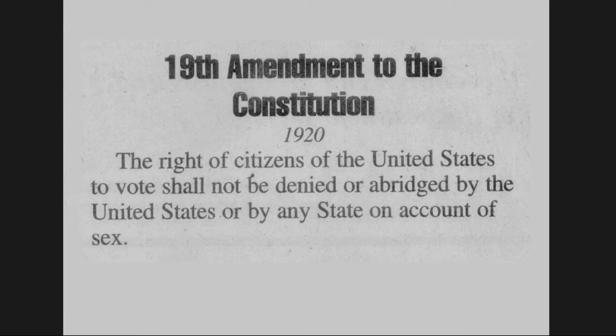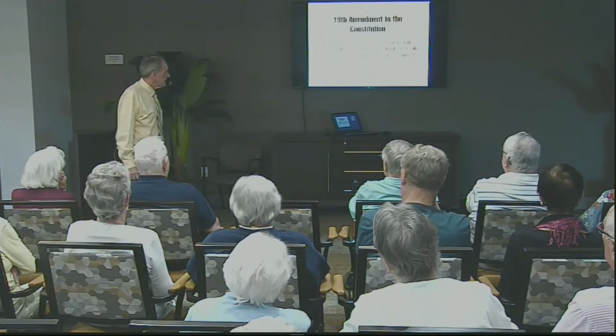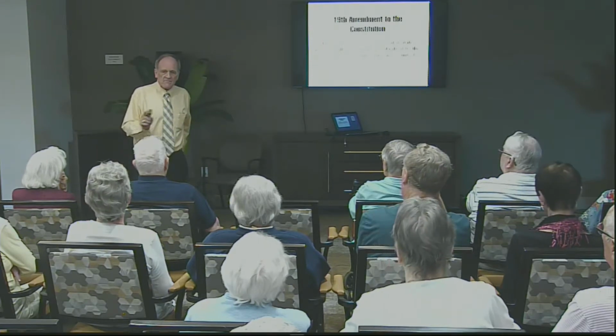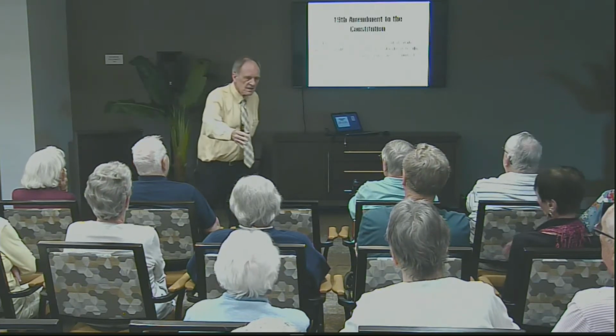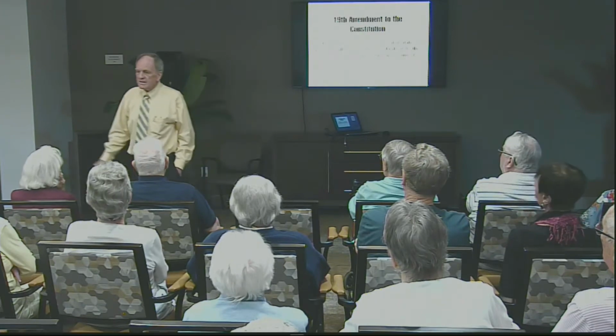I'm grateful for the opportunity of coming today and talking to you about the 19th Amendment to the Constitution. The right of citizens of the United States to vote shall not be denied or abridged by the United States or by any state on account of sex, because up to that time, only men could vote. And then according to the 15th Amendment, even men could vote, but women could not. Is there some kind of history behind this story? A little bit, yes. And that's what we're going to be talking about today.